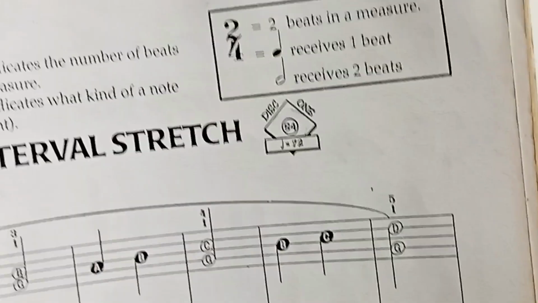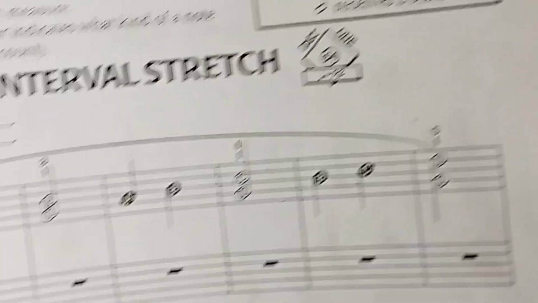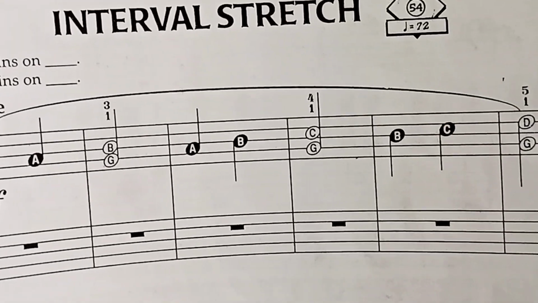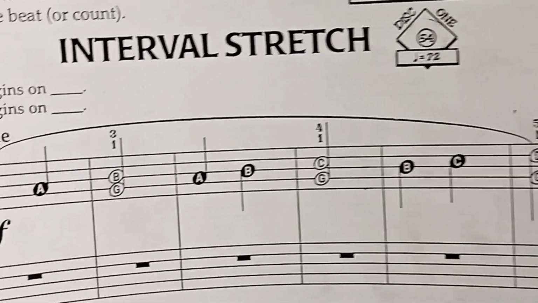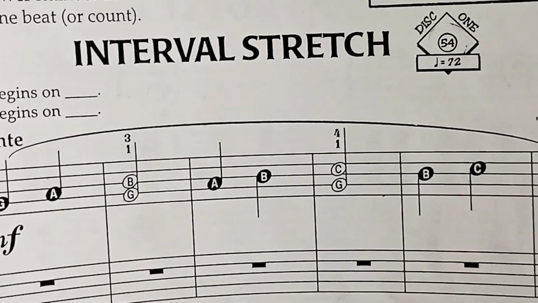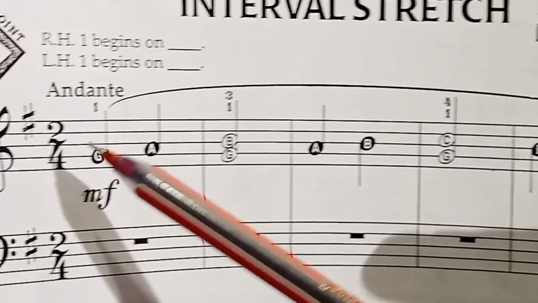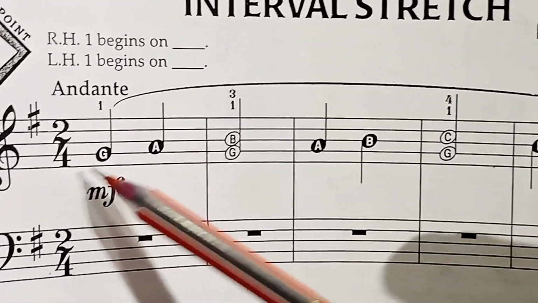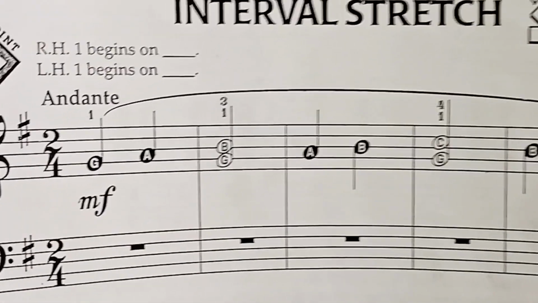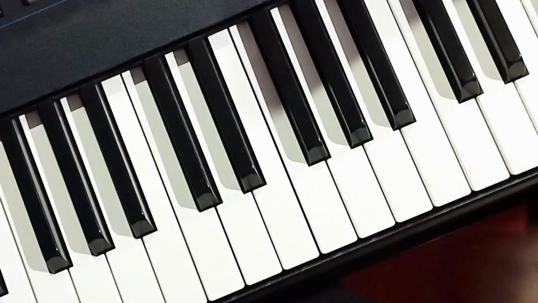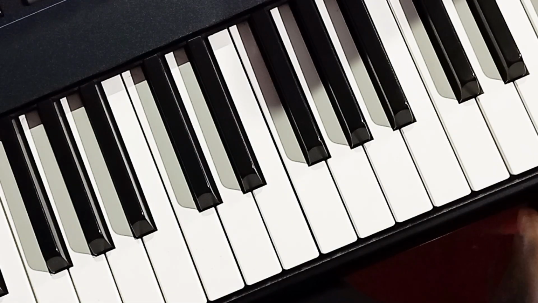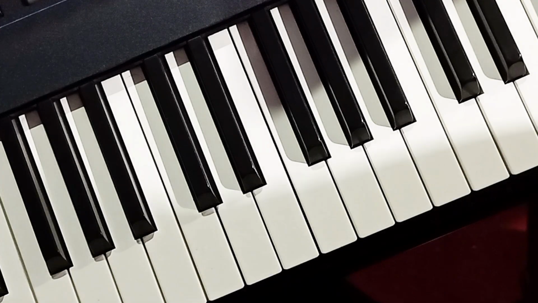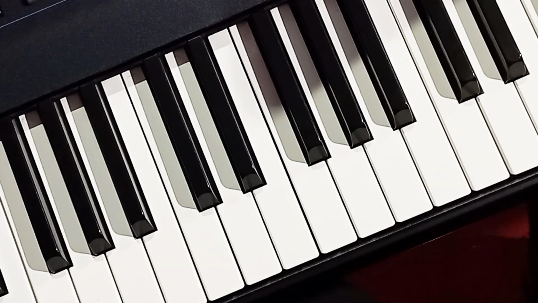Okay, so let's go ahead and play this tune. The tune is called Interval Stretch. Interval Stretch, and the time signature we are going to be working with is 2, meaning that we are going to count 2 beats per measure, 2 beats per each measure. I'm going to be counting loud so that you will get to know how the counting works.